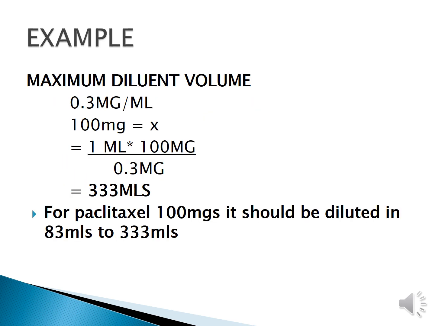The maximum diluent volume required is at 0.3 milligrams per ml. Divide 100 by 0.3 and you'll get 333 mLs. What does it mean? For paclitaxel 100 milligrams, we require diluent that ranges between 83 ml to 333 ml.